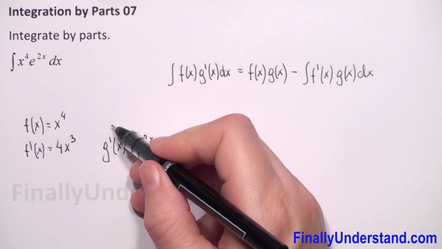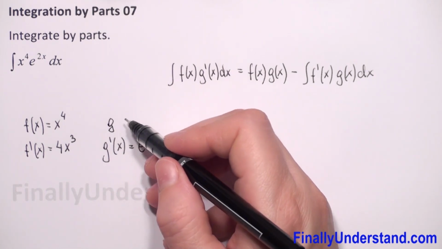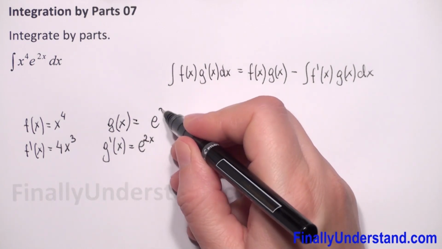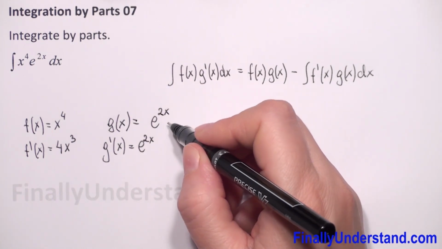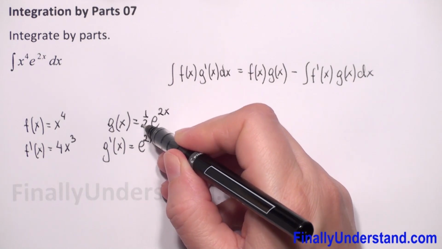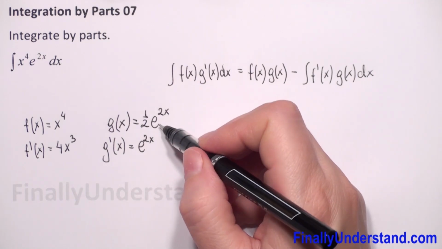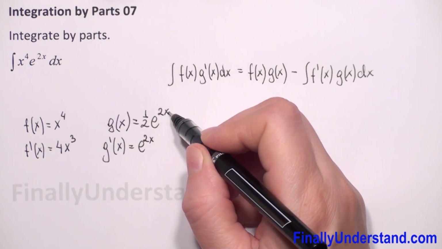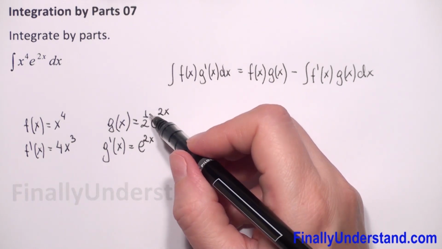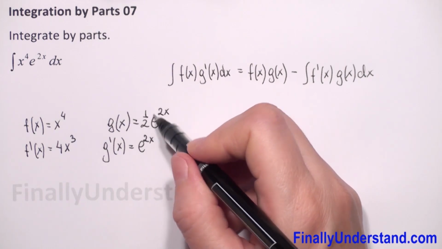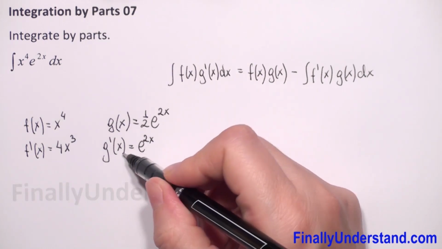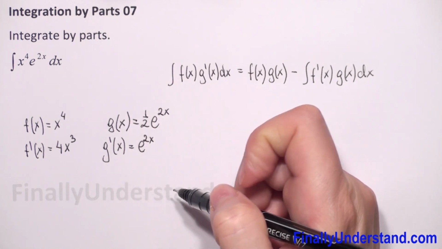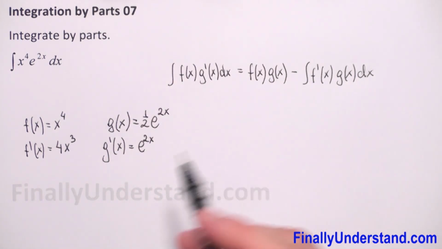Now we have to find the antiderivative of g prime. So this is equal to e to power 2x, and we have to multiply by 1/2. Why? Because the derivative of e to power 2x is e to power 2x, and the derivative of 2x is 2. So when we multiply 1/2 by 2, this constant will reduce, and we will have exactly what we have at the beginning. g prime is e to power 2x. So now we can use this formula.